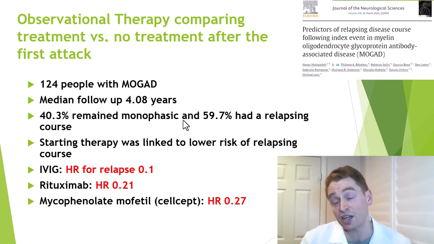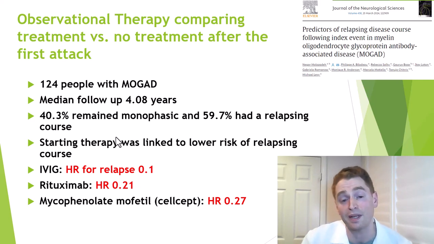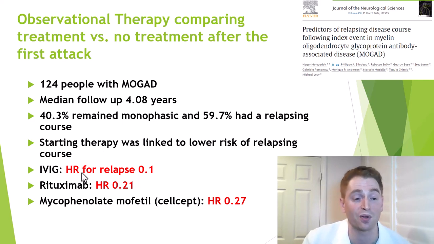So if you have a single event like optic neuritis and you test positive for the antibody, do you really need long-term immunosuppressive treatment? We just don't know. Now, they did find that starting therapy was linked to a lower risk of having a relapsing course, and they looked at the hazard ratio, which is the risk relative to not taking immunotherapy.